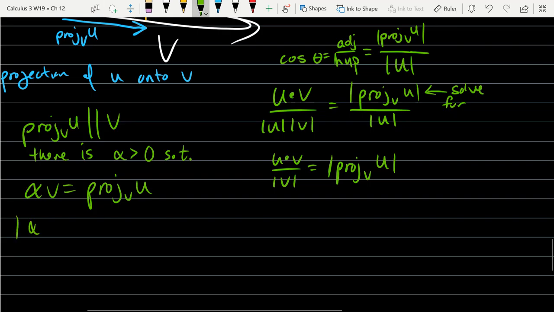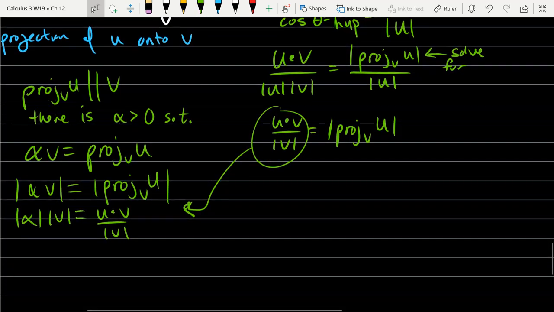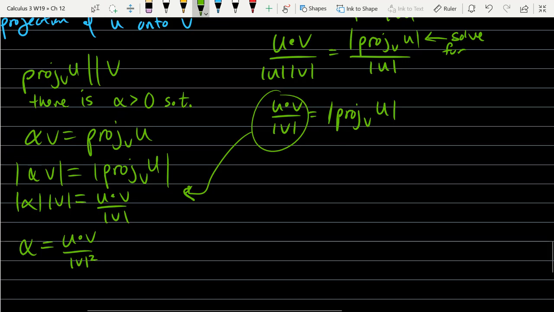So now we'll take the magnitude of both sides of this equation. And I can break alpha out of the magnitude with an absolute value. And I'm going to use my projection equation that I've already computed over here. So I'm going to bring that in, u dot v over magnitude v. And I'm going to solve for alpha, which we already said was positive, so alpha doesn't need the absolute value. And then I'm going to divide by magnitude of v. So that'll put magnitude of v squared in the denominator. So what we just computed is alpha. And then I'll just rewrite our original equation with this version of alpha in there. So we got projection, and I'll write this in white because this is our formula that we are going to use.